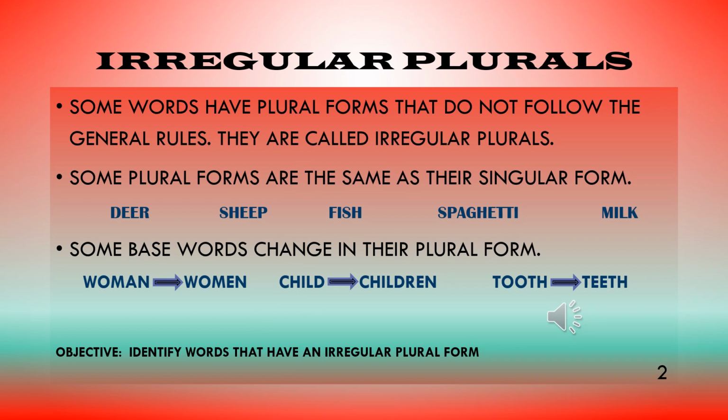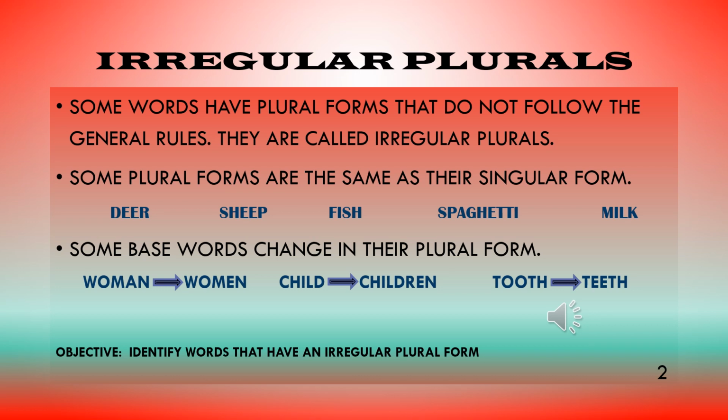Page number 2, irregular plurals. Remember that when we talk about plurals, we are talking about two or more nouns. And when we talk about nouns, we are talking about people, animals, things, and ideas. Now, let's read what we have here. Please read with me. Some words have plural forms that do not follow the general rules. They are called irregular. So when we talk about irregular plurals, it means that we don't have any rule to follow.